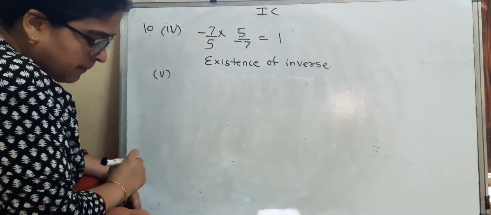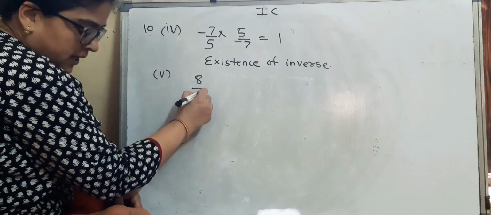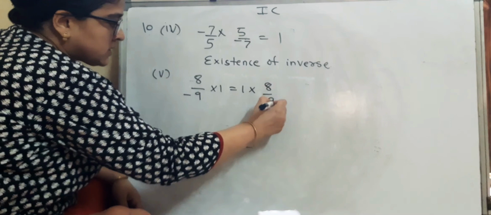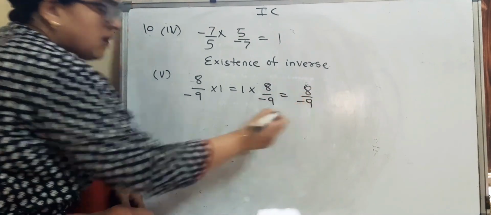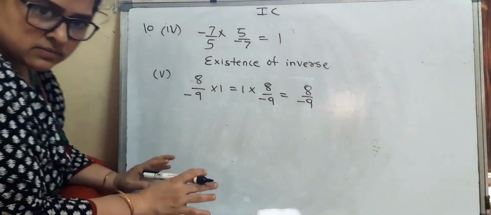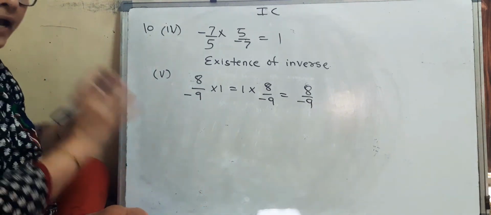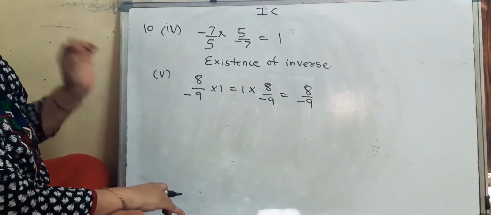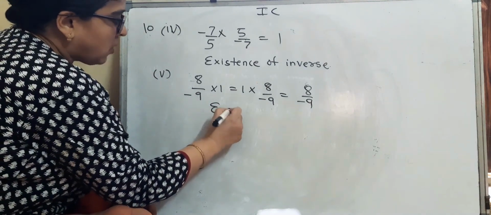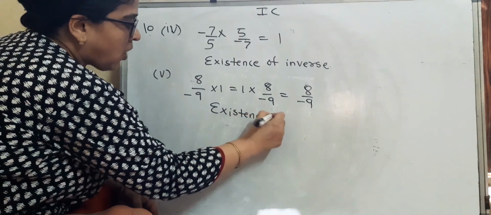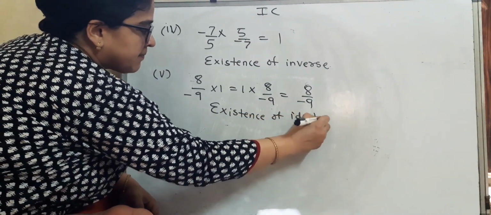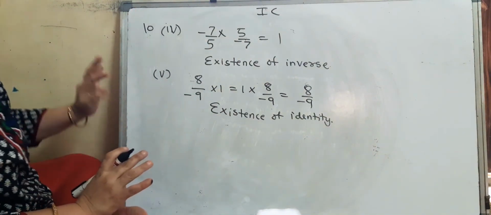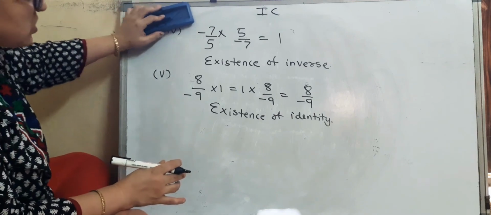Now the fifth problem, 8/-9 multiplied by 1. 1 into 8/-9 is equal to 8/-9. Whenever a number is multiplied with 1, the answer is always the number itself. This type of property is called existence of identity. Now the 10th question is completed. Now move on to the 11th question.